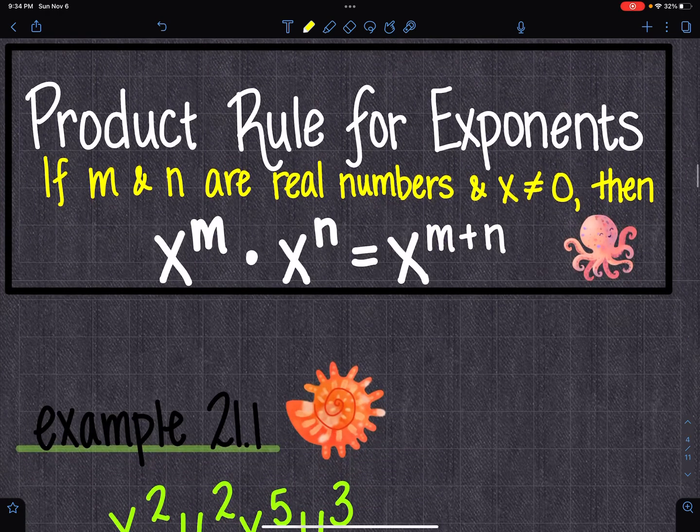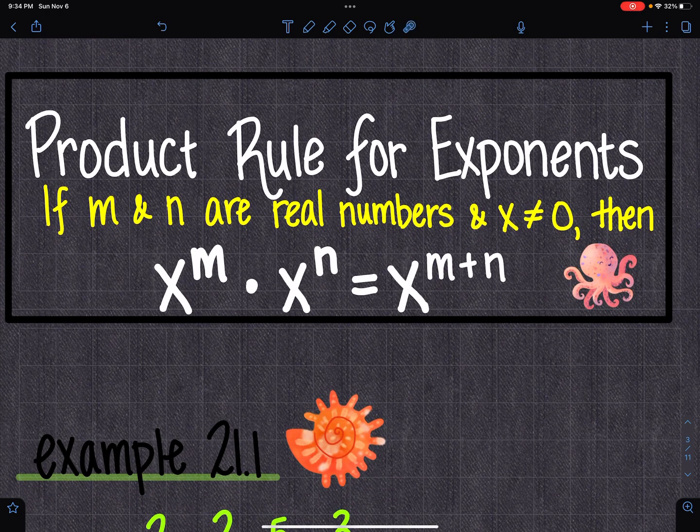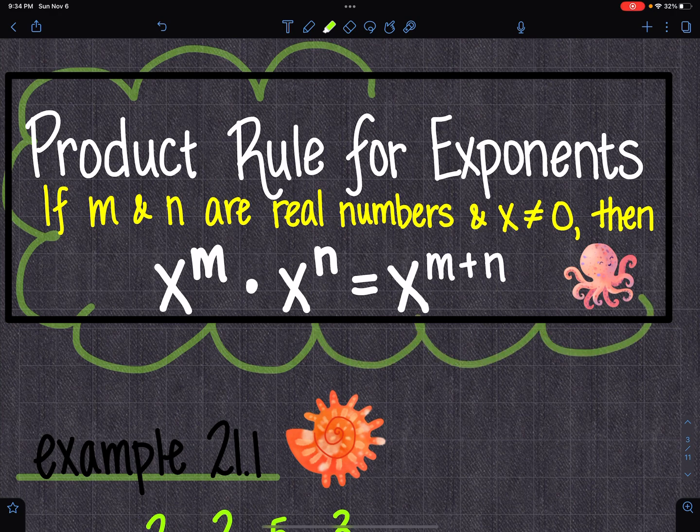So to summarize all of that into one rule, it is this. This is what you have to have memorized. This is the product rule for exponents, and it basically says if m and n, get it, M&Ms? No, M and N's this time. If m and n, so what are m and n? Well, it's just the exponents. They're just referring to the exponents, and they gave it letters that are not x.